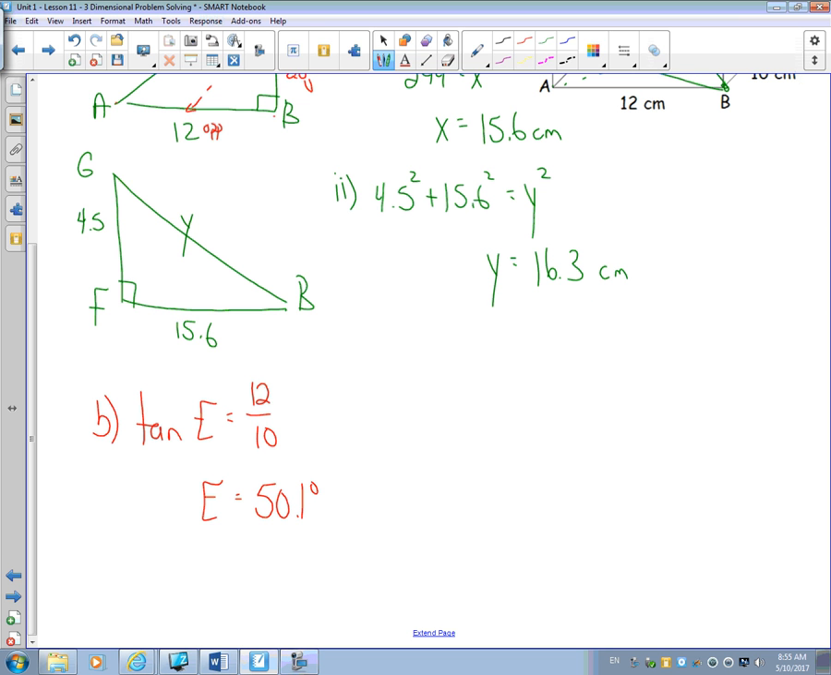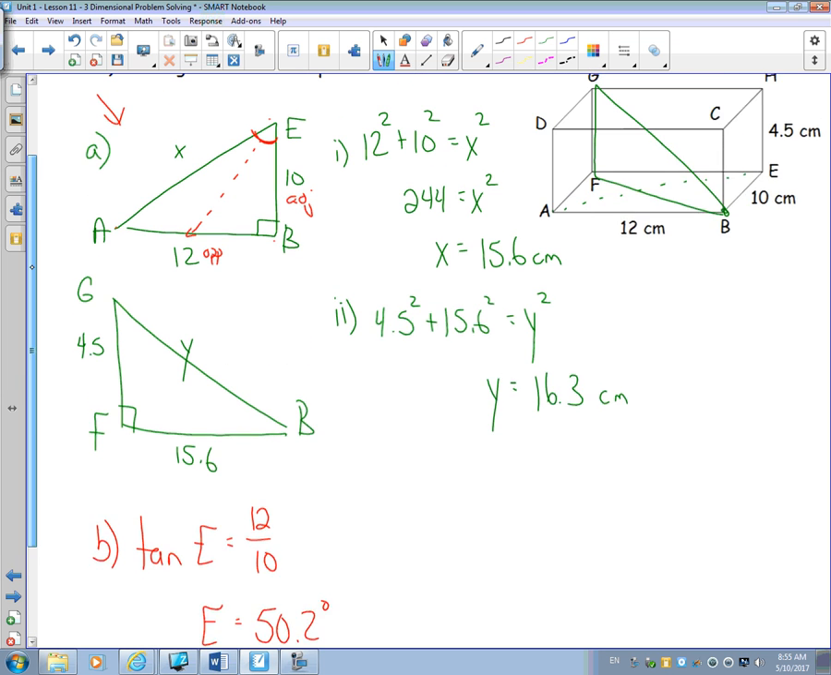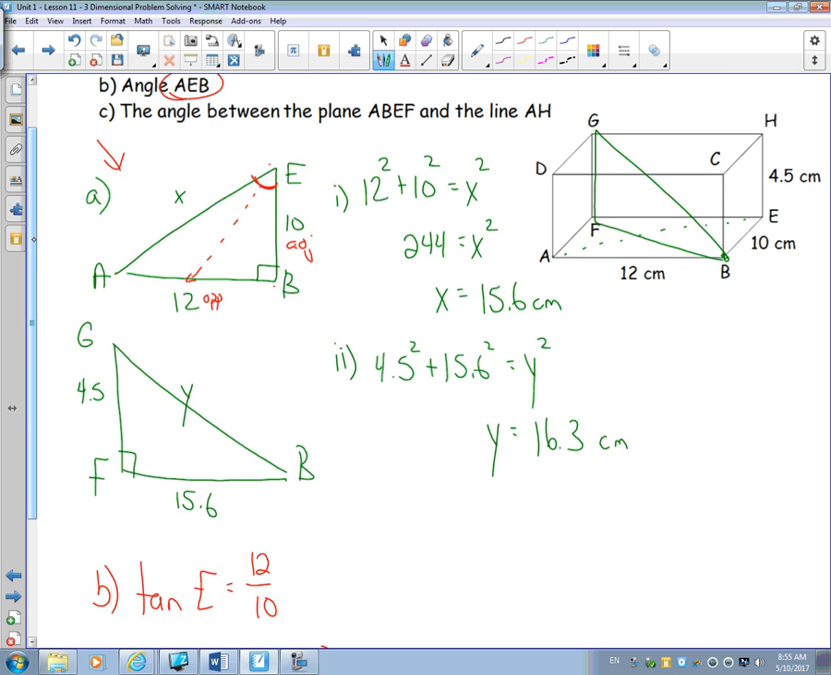Actually 1.9, so I should round that off. 2.2, 3 sig figs. Okay, last part. The angle between the plane ABEF, which is basically the floor, and the line AH. So I really want to find the angle between this floor and that line. So the angle in the corner down here.